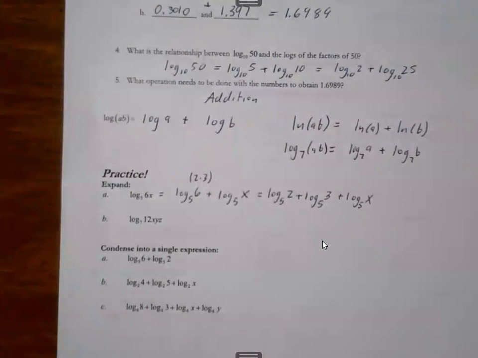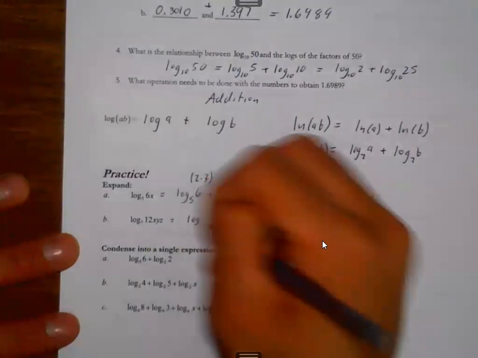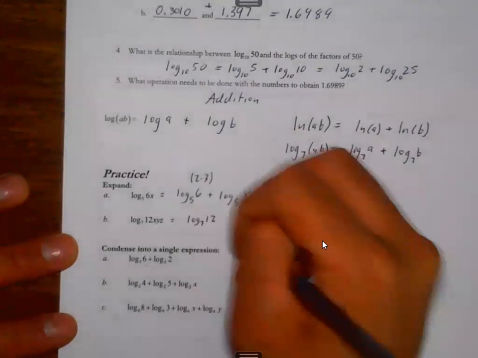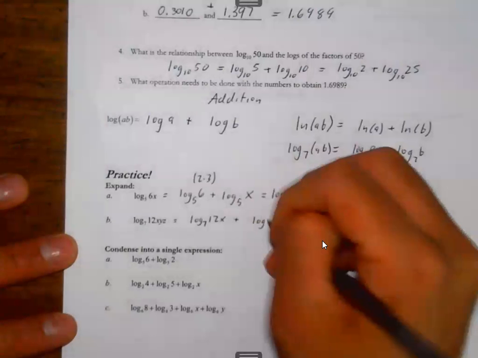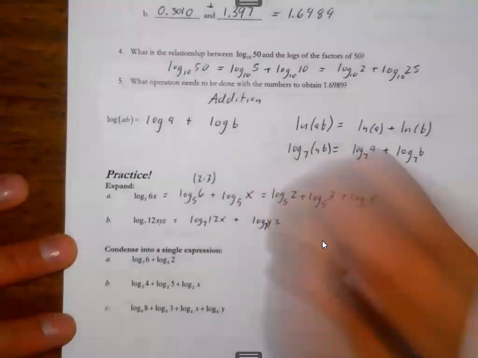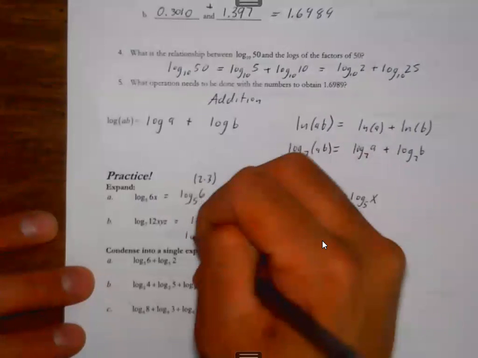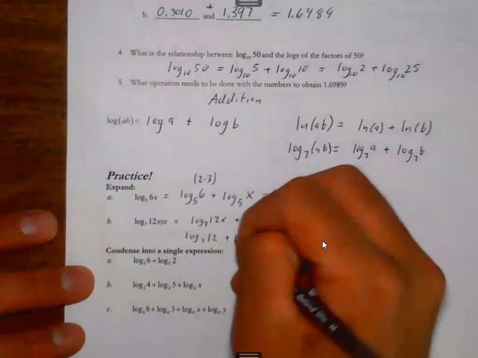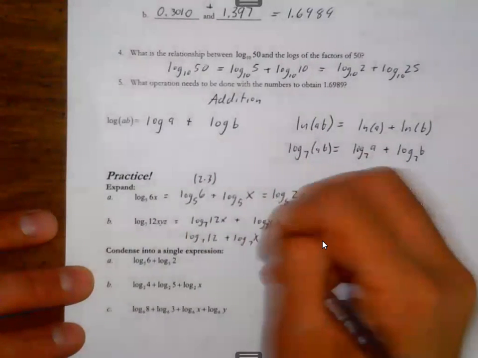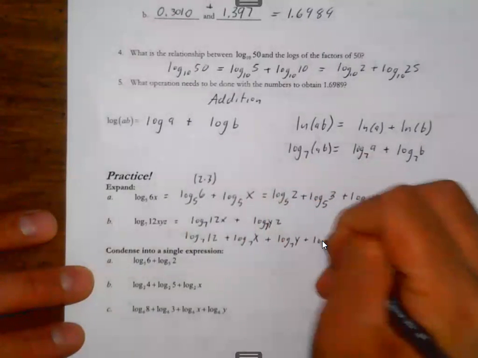So same thing with 7. You could break this up as, all right, the log of 12x base 7 plus the log of yz base 7. So I broke it up as 12x times yz. And then you could break this up as the log of 12 base 7 plus the log of x base 7, and then break that up as the log of y base 7 plus the log of z base 7.